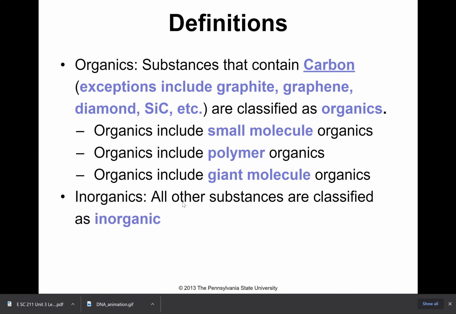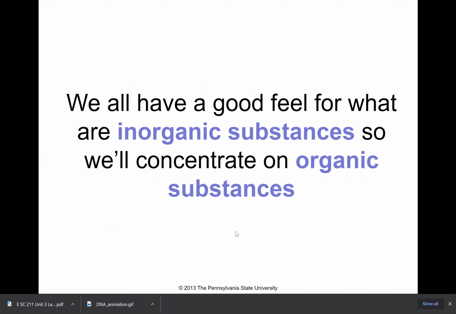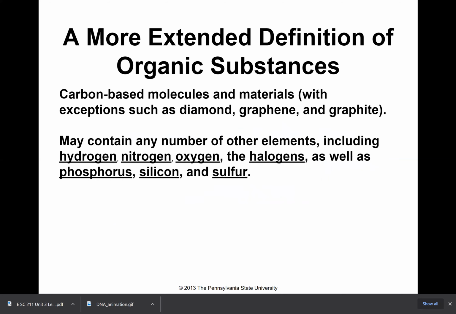Inorganic materials do not contain carbon. If they don't have carbon, they're for sure inorganic materials. And if they do contain carbon, there's a few exceptions. Carbon dioxide, by the way, is also usually considered inorganic, not organic. Anyways, I'll have a good feel for what are inorganic substances, that is, does not contain carbon. So we'll concentrate on organic substances in this slide deck.